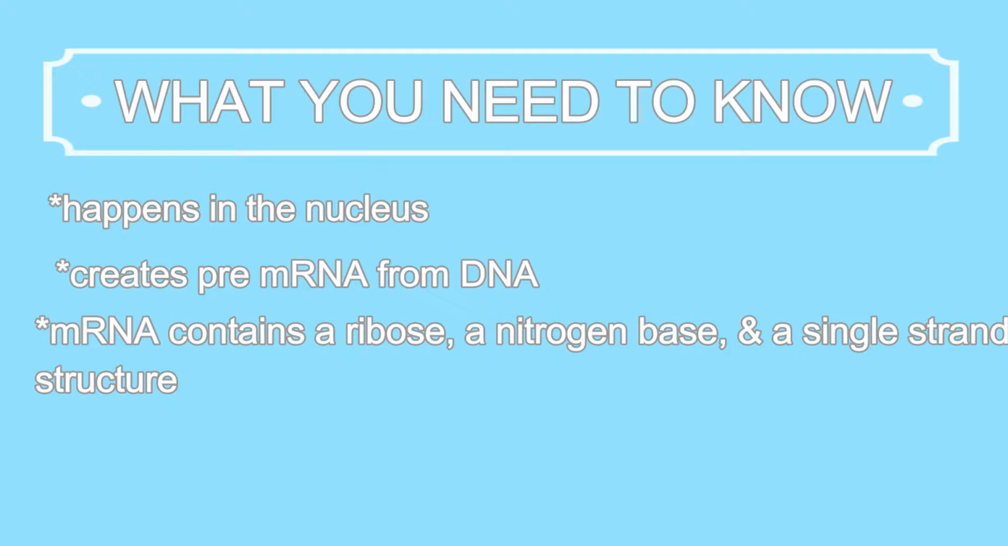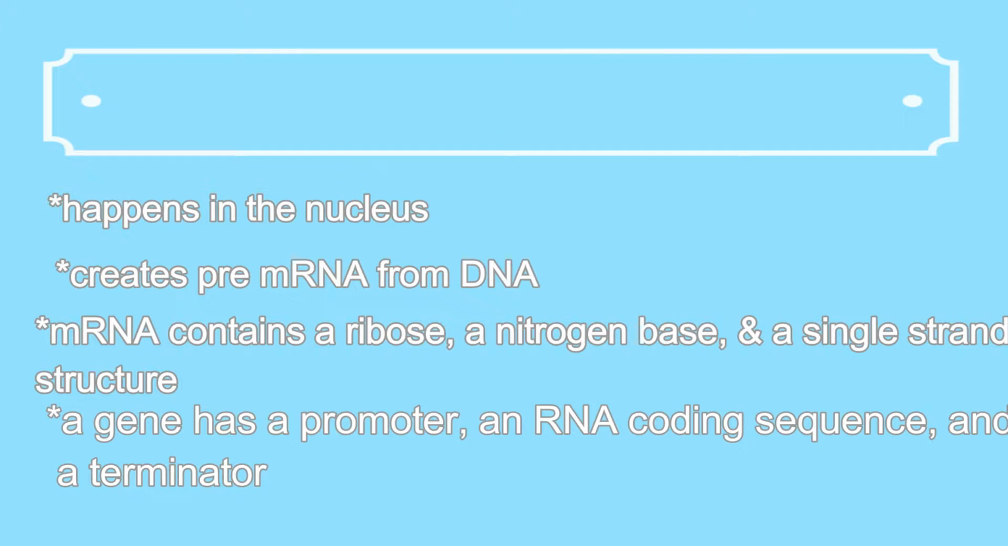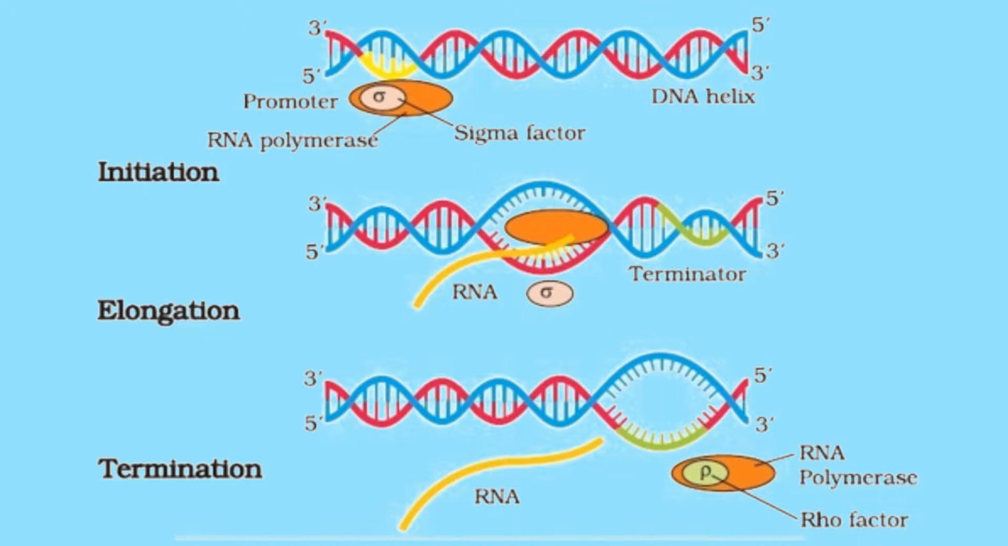It is also important to note the structure of a gene. A gene is made up of 3 sections: a promoter, the RNA coding sequence, and a terminator. So to begin, transcription has 3 phases: initiation, elongation, and termination. During initiation, an enzyme called RNA polymerase attaches itself to the promoter of a gene, where the double-stranded DNA is cut into 2 pieces through a process called RNA synthesis.